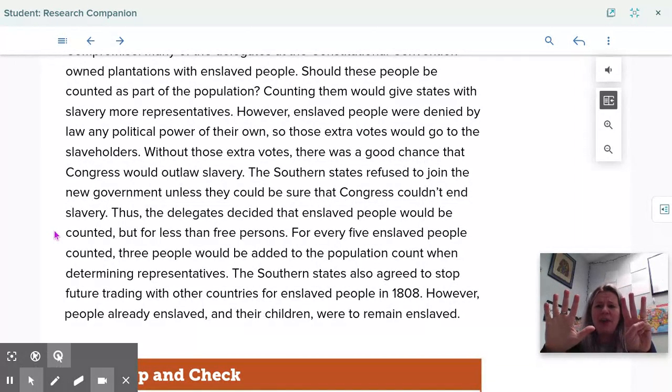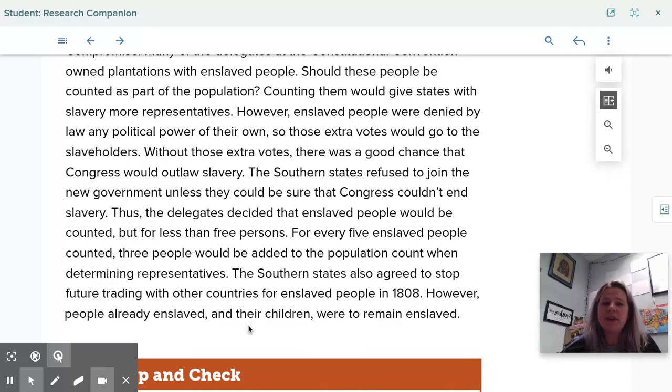So, how fair is that, saying that 5 slaves are only worth 3 people? Obviously, we all know that slavery was this horrible thing, but that was something that happened in our country, and we have to talk about it. So it's there. And those southern states, those plantation owners that owned slaves, were fighting to get the slaves counted so they had more representation in Congress.